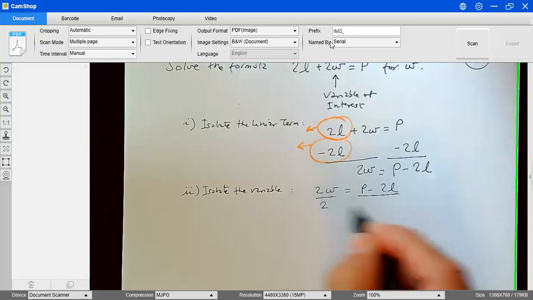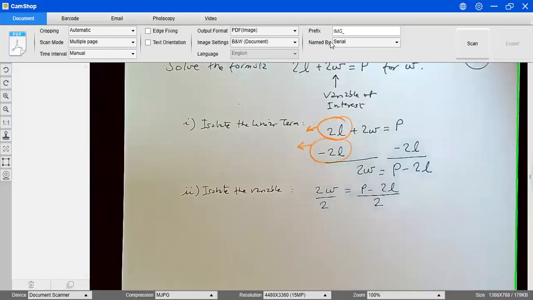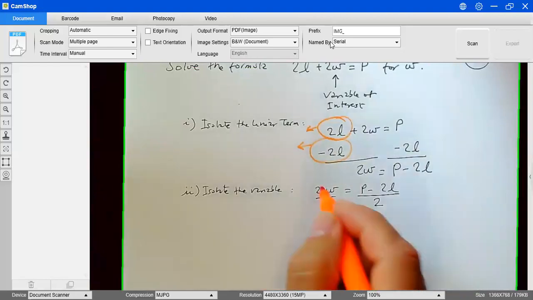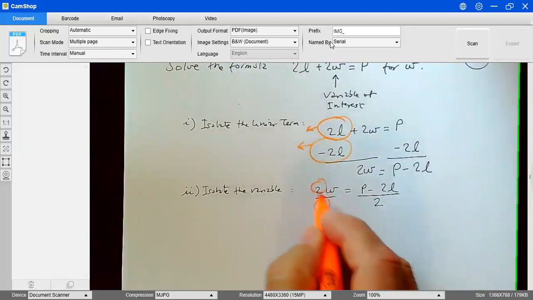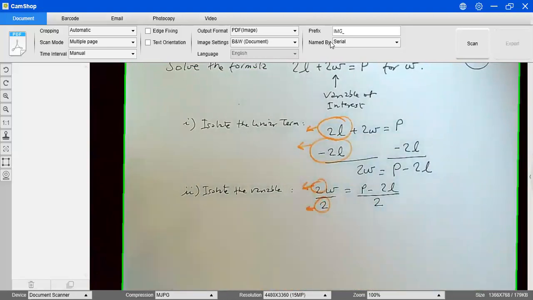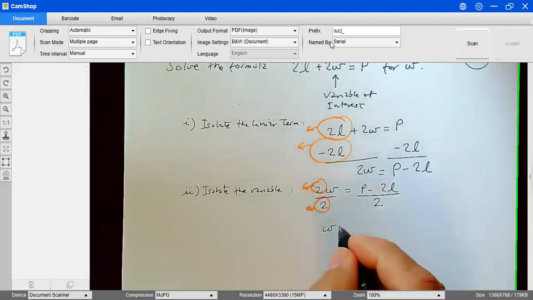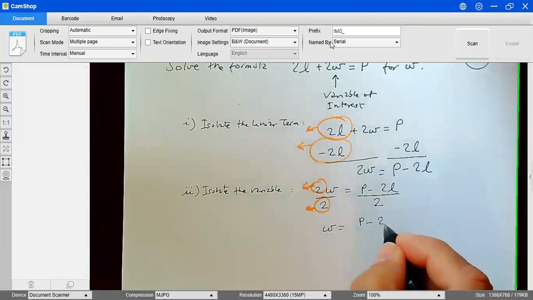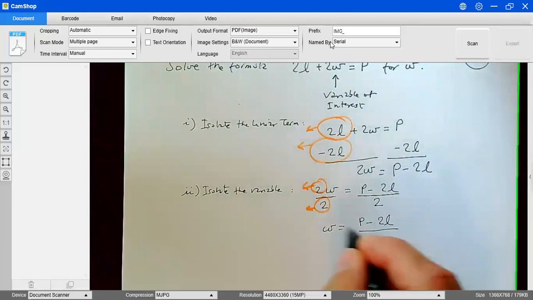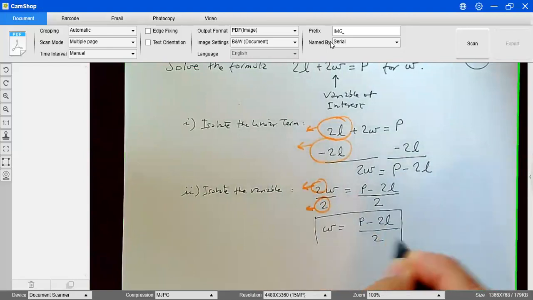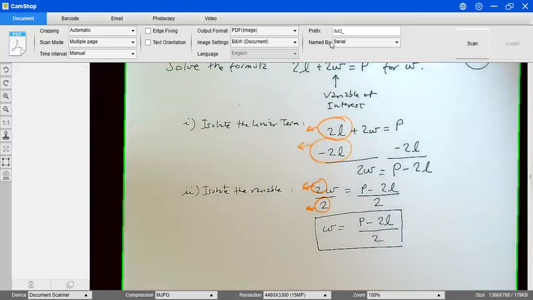In this case, I'm going to divide by 2. So if I do this, I'm getting rid of this coefficient. So my final answer is going to be W equals P minus 2L over 2. And that's now the formula written in a way that you can find the width when you are given the perimeter and the length of a rectangle.